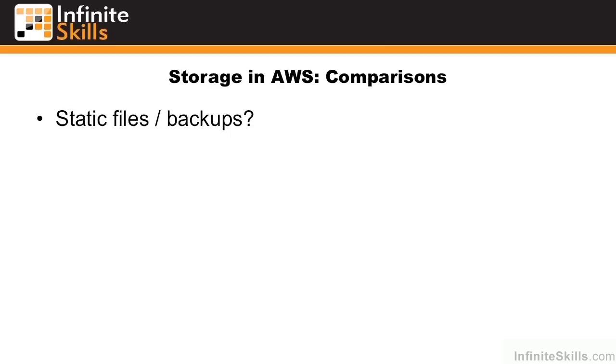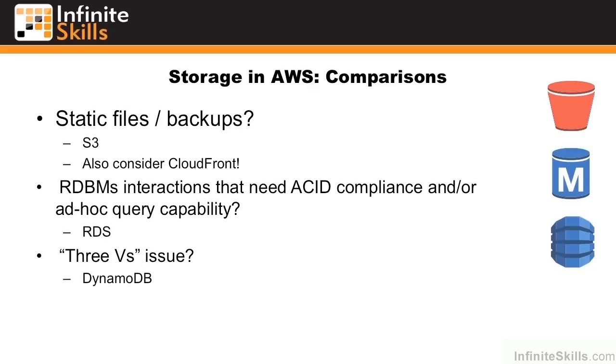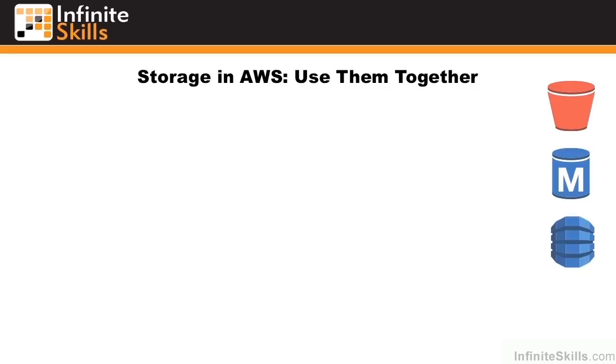If you compare these systems to each other, when you have static files and backups, you want to be thinking of S3. You probably also want to consider setting up a CDN through CloudFront. If you have RDBMS type interactions that require ACID compliance and/or the ability to run various queries, you probably want to look at RDS. If you have a 3Vs issue with very big or very fast data that you need to serve, you probably want to look at DynamoDB.